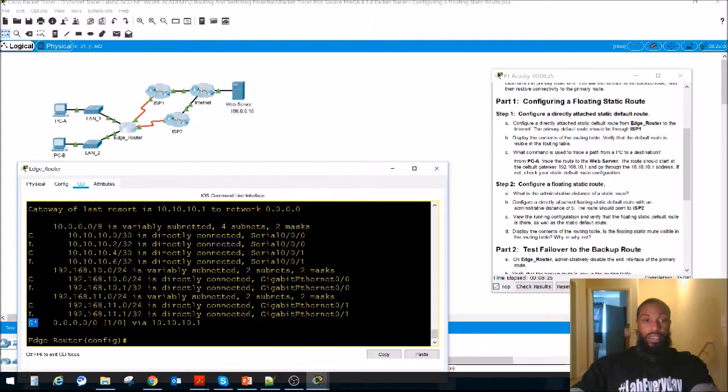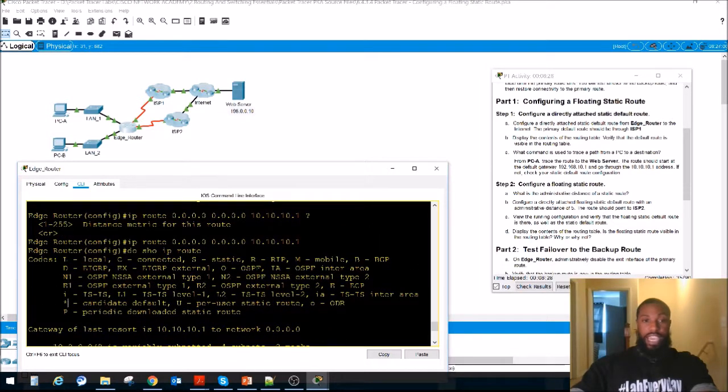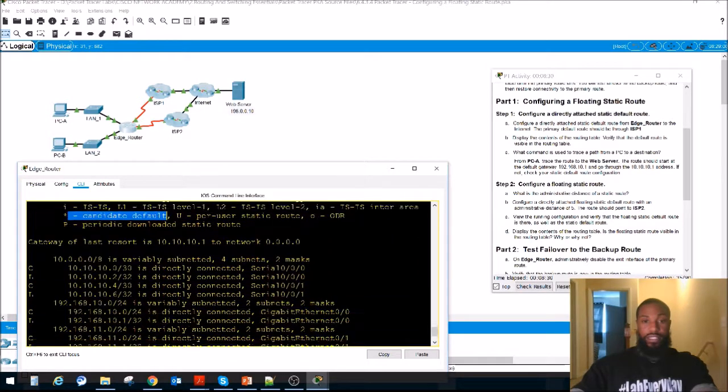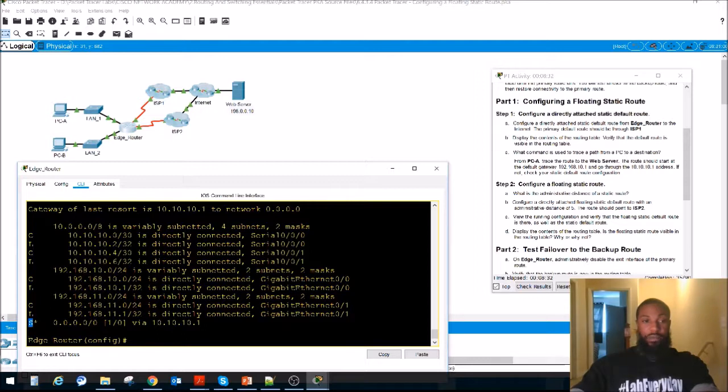The star basically means it's a candidate default, right? And then the S obviously means it's a static route, 0.0.0.0. This is the subnet mask. This is the AD, right? Administrative distance is 1. Metric is 0. To go to this location, that's like the land of nowhere. Not necessarily the land of nowhere, but we don't know how to get there. We don't know the city. We want to get out of this neighborhood. Take this route. That's basically what that's saying.